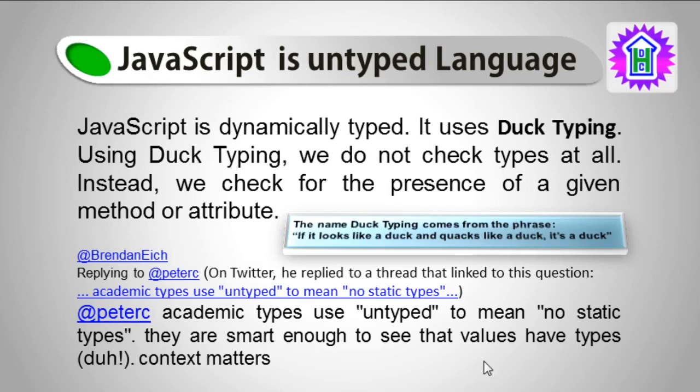You can also see a reply from His Excellency Brandon H. on Twitter. On Twitter, he replied to a thread that linked to this question. Academic types use untyped to mean no static type.